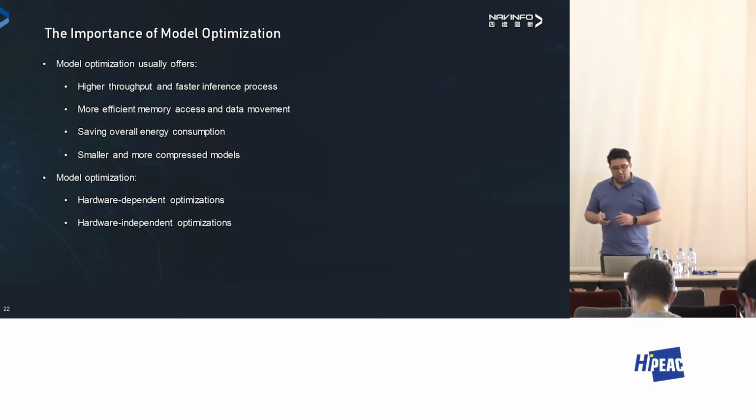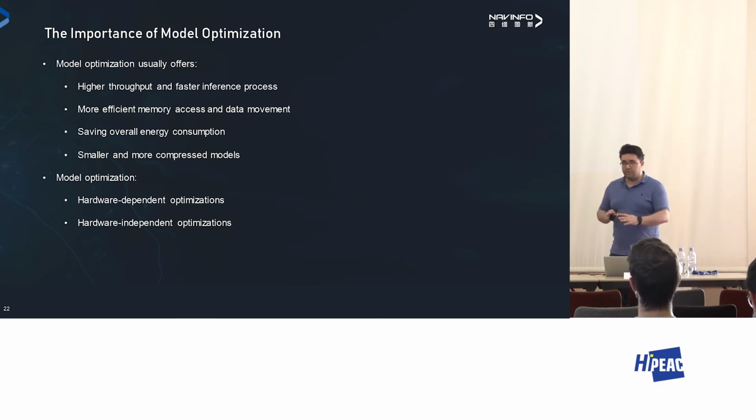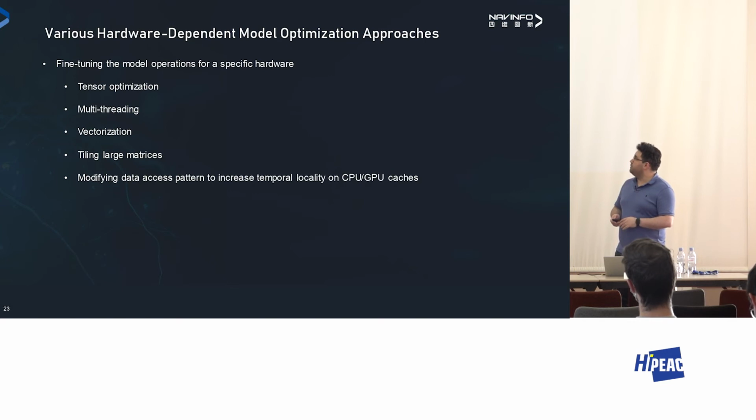So we are talking here about two different ways of optimization. First is hardware-dependent optimizations, which we optimize the model for a specific hardware. And the second is that some approaches can be hardware-independent. So regardless of where the model is going to be deployed, we can optimize by some means. So let's discuss hardware-dependent optimization approaches.